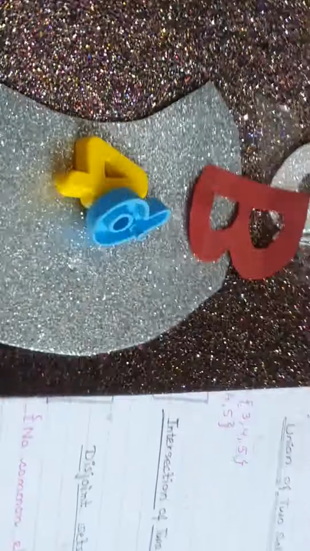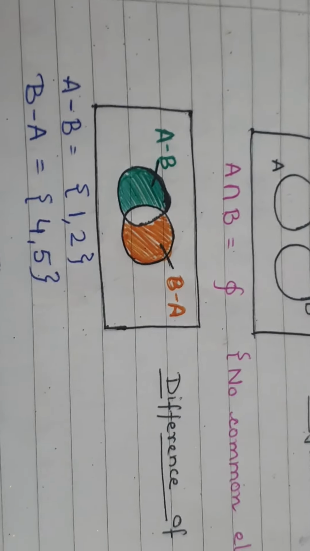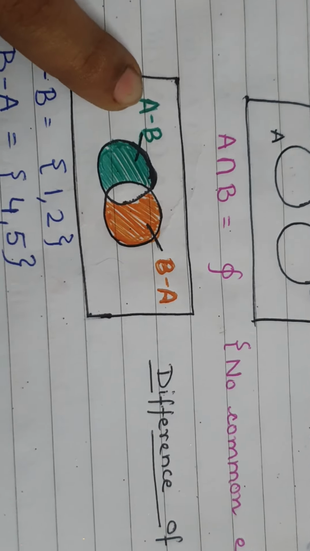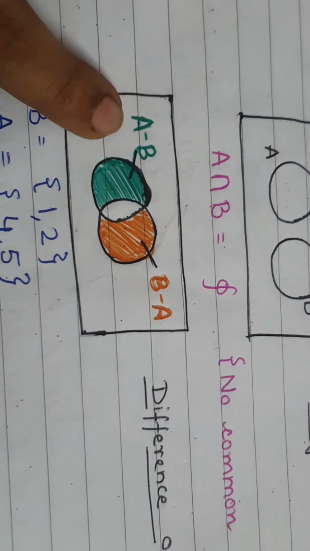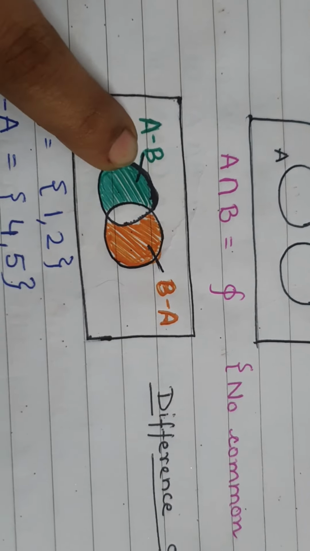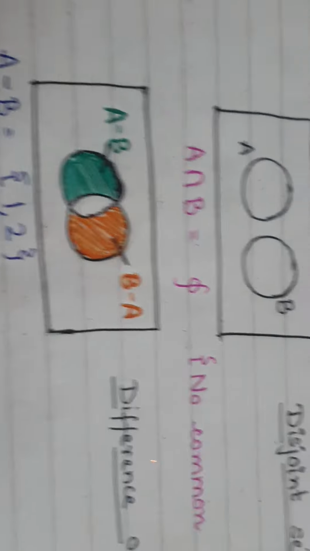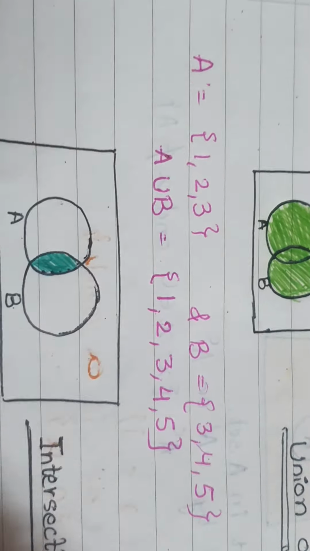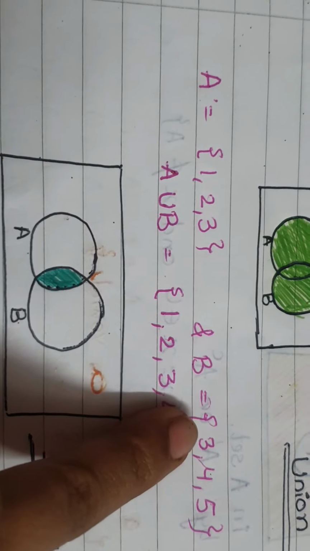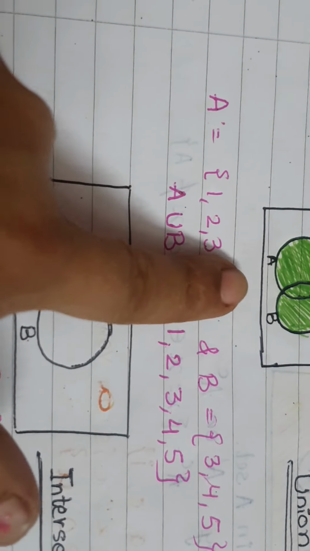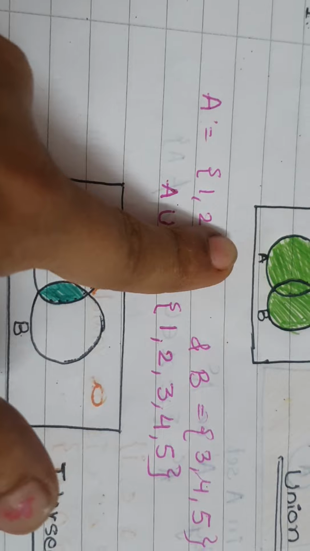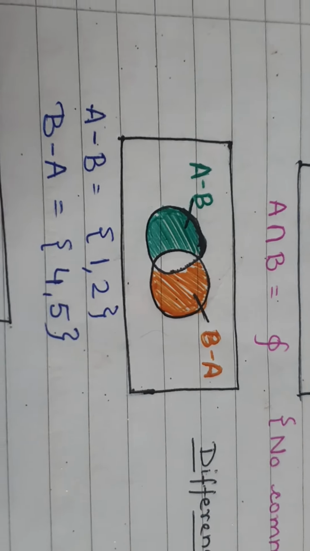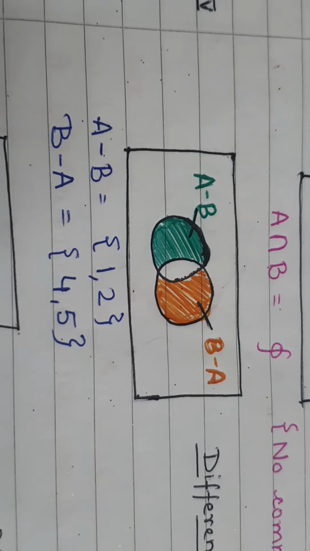Now look at the notebook. Here we have an image. The green portion represents set A minus B. The elements of A which are not members of B: 1 and 2. 1, 2, 3 are elements of A. When we take out the element which is also in B, which is 3, whatever is left is called A minus B.